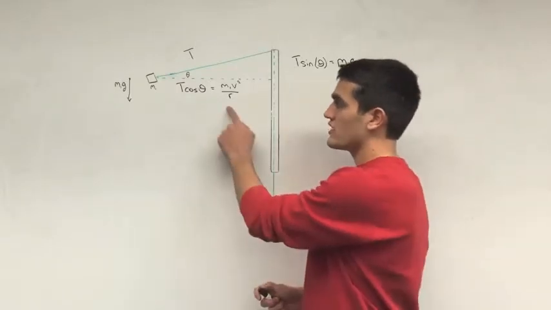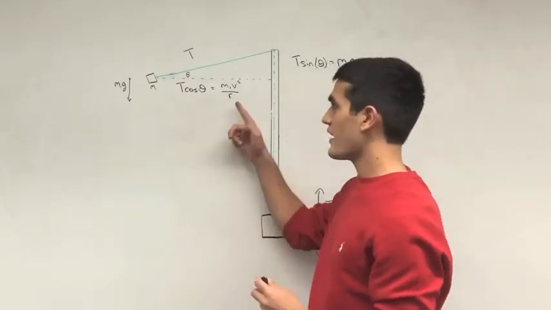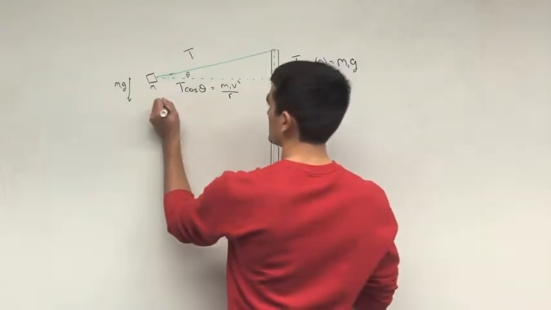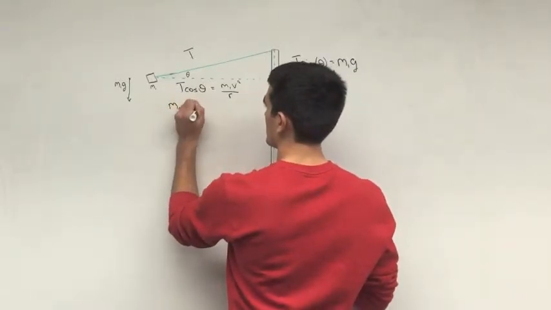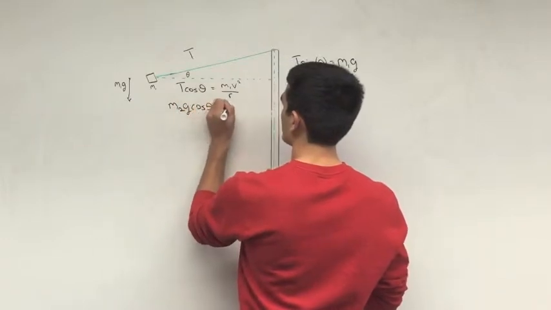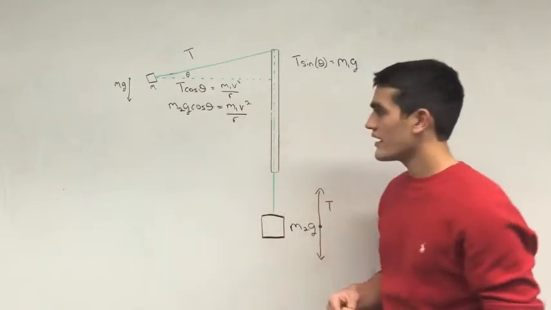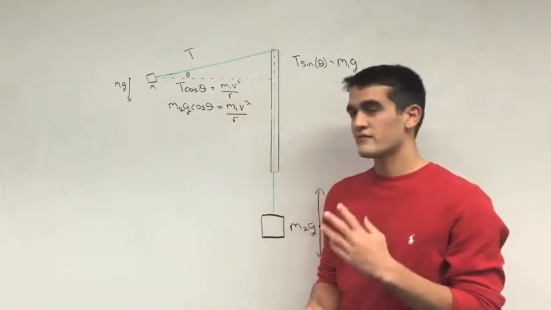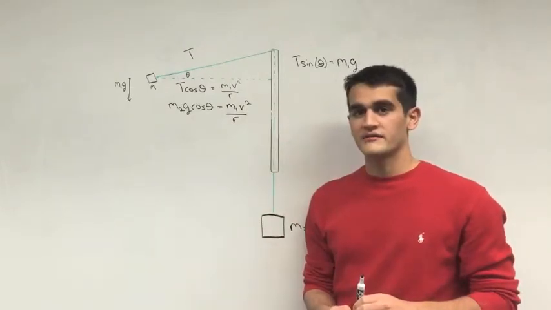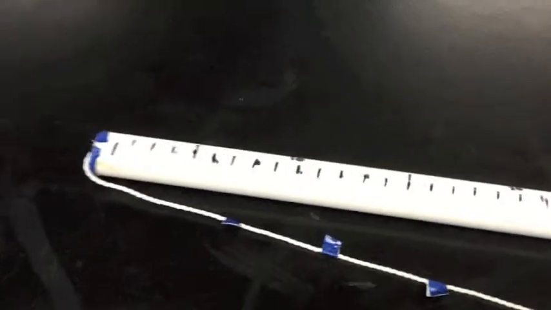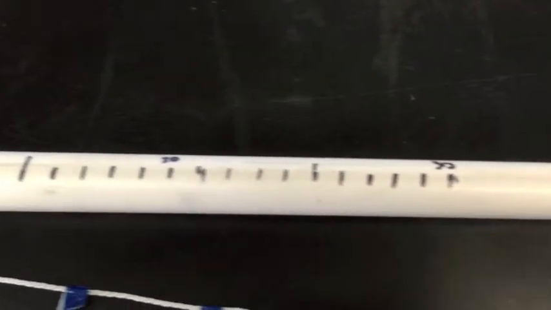Now we know the horizontal component of the tension is equal to M1 v squared over R. So we can set T equal to M2g and set that equal to M1 v squared over R. We know M1, M2, and g, and from the video we can analyze and find theta, v, and R. In order to accurately measure and determine theta, v, and R, we mark the string in 5 cm increments as well as the PVC pipe in 1 cm increments.